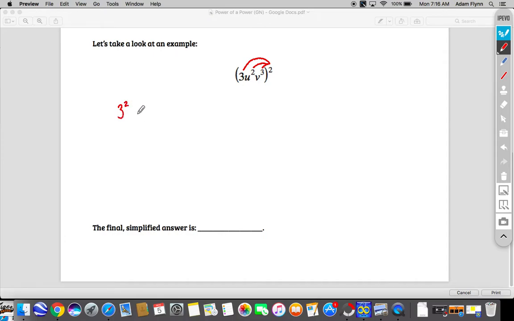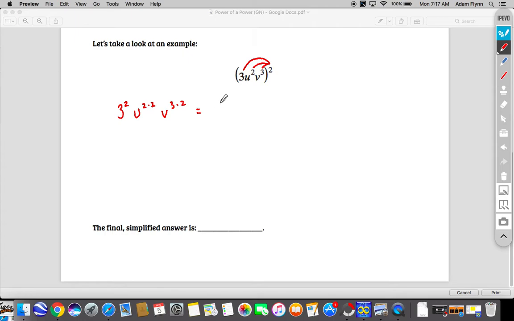Okay, so this leaves me with 3 squared, u to the 2 times 2, v to the 3 times 2. Okay, so just multiplying the powers of these three individual terms by the power that they are all set to.